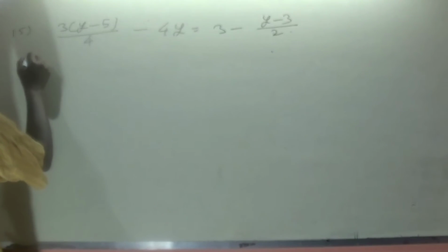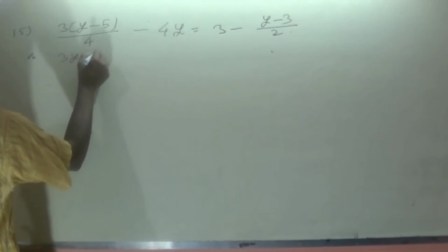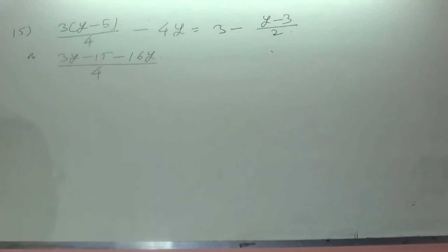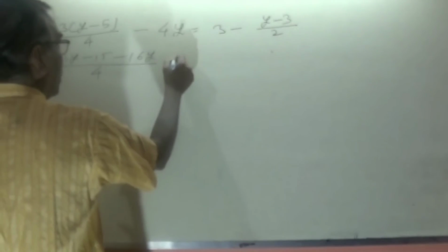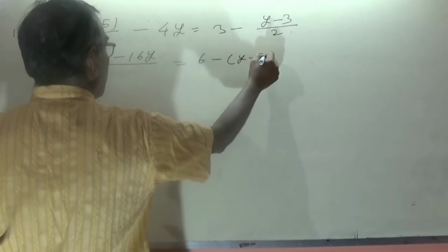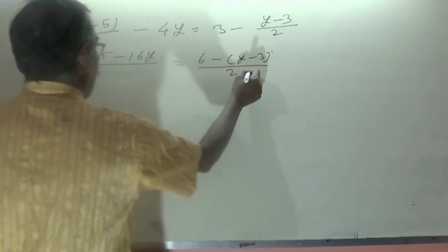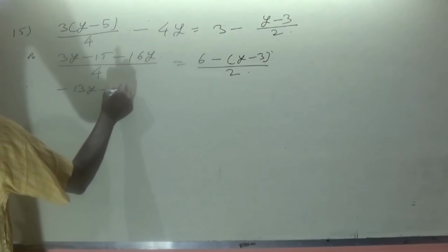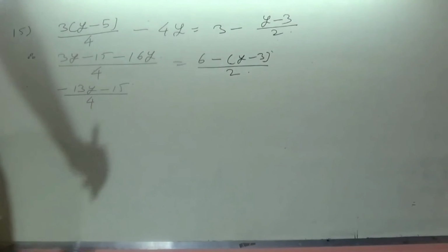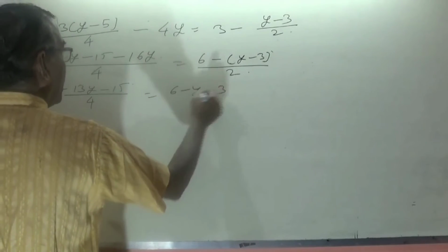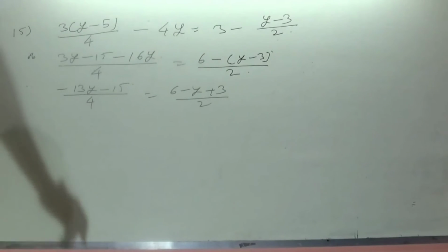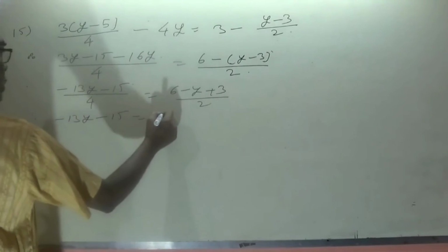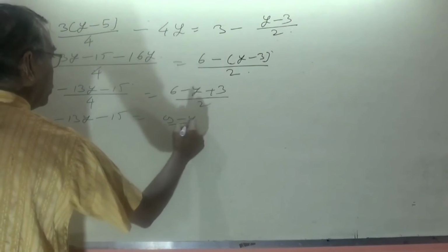4y means 4y by 1. So 4 is the LCM. 3y minus 15 minus 16y, divided by 4, 4 fours are 16, is equal to 3 times 6 minus (y minus 3), divided by 2. Don't forget to use a bracket. So 3y minus 16y is minus 13y, naturally minus 15 by 4, will be equal to 6 minus y plus 3 by 2. The bracket has been opened here. Now I am going to shift this 4 only here. So minus 13y minus 15 will be equal to 6 plus 3 is 9 minus y by 2, 4 is coming here.